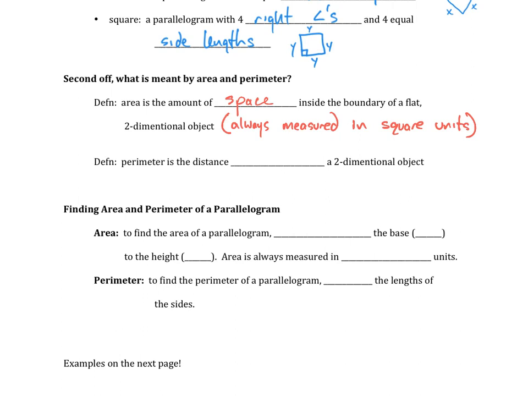That's area. Perimeter is the distance around a 2-dimensional object. Okay, and that's just measured in the units of the distance. So if you have a square and one of the side lengths is 10 feet, then your perimeter is going to be feet. 10, 20, 30, 40. Okay? Area is square units. Perimeter is just the units of the distance that the object has been measured in. Okay?